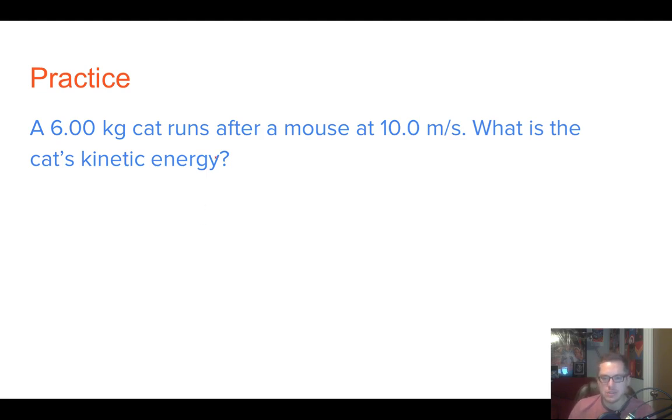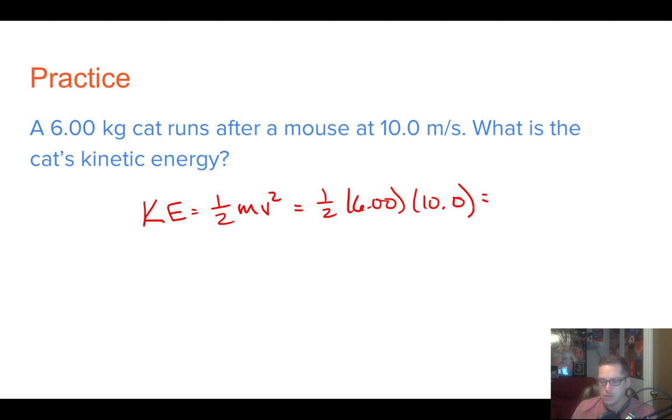A 6.00 kilogram cat runs after a mouse at 10 meters per second. What is the cat's kinetic energy? Well, we know kinetic energy is equal to 1/2 mv squared. So we take 1/2, the mass of the cat is 6.00 kilograms, and the velocity of the cat is 10. So this becomes 3 times 10, which is 30.0 joules, because it's kinetic energy, not meters per second. So there's the kinetic energy of the cat.